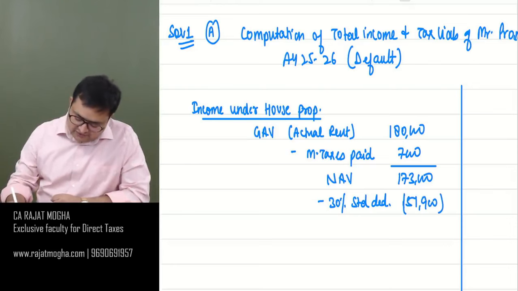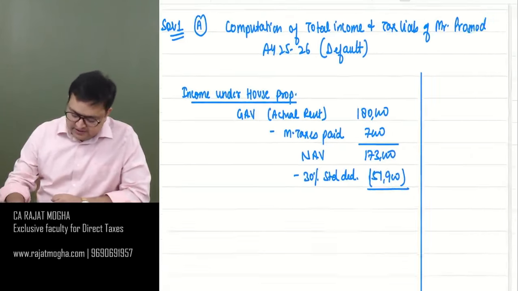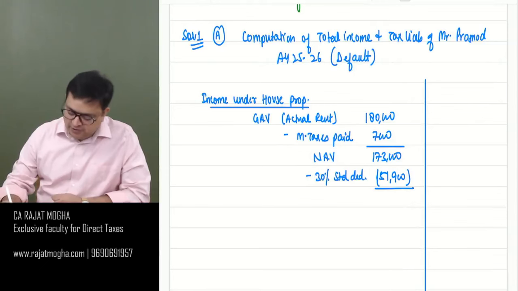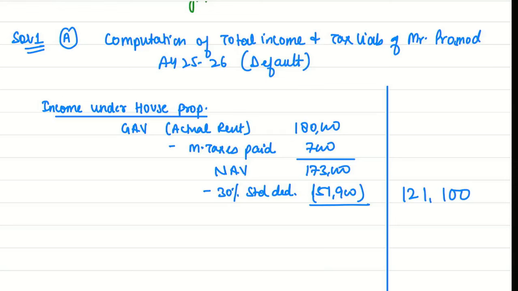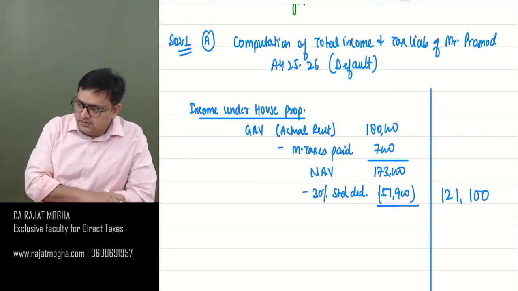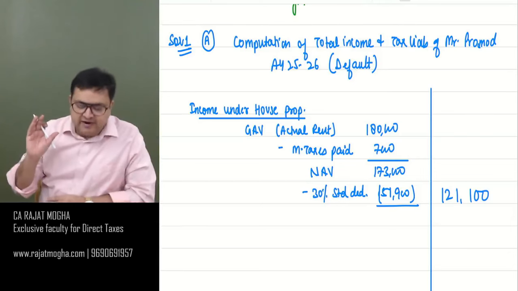We don't have any interest on loan related to this property. So we are with 1,21,100. Correct, Darshini. 1,21,100 is my house property income. I believe everybody has written this. Very good. House property we have done.